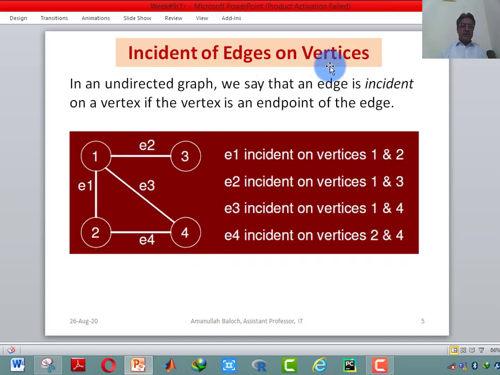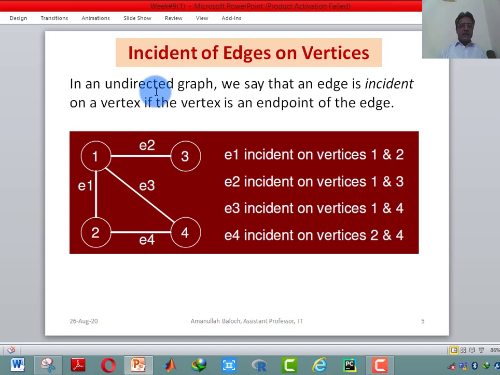Incident of edges on vertices. This is a vertex. On this vertex we are looking at three edges lying on it. So we can say that the number of edges incident on this vertex is 3.